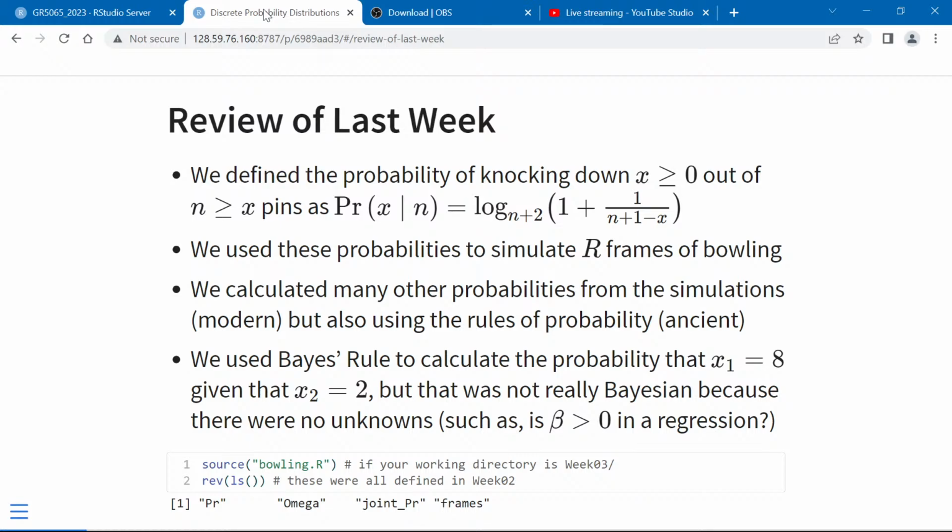Anyway, if you make it through this, you can source the bowling.R file from the week 03 directory, and that's going to create four things that we did last week, but we're just going to pick up on. PR, this function on top here that we can evaluate for the probability of knocking down x out of n pins.